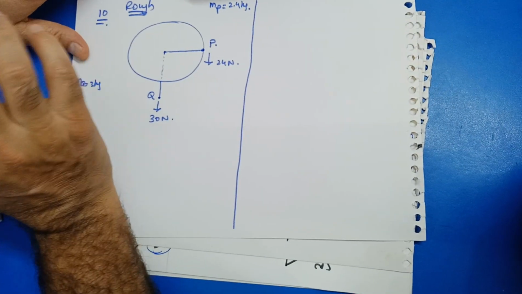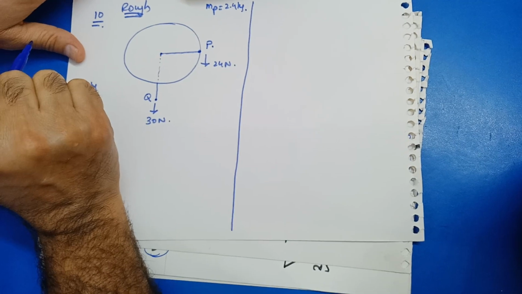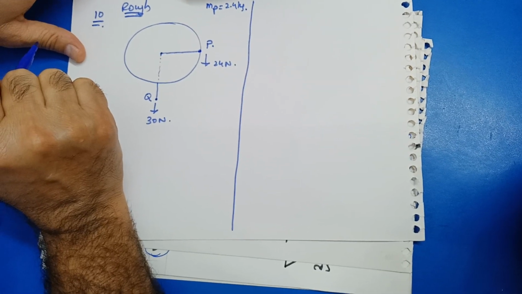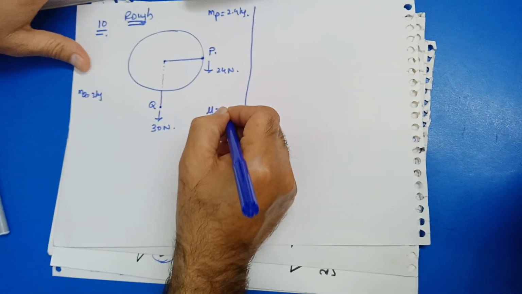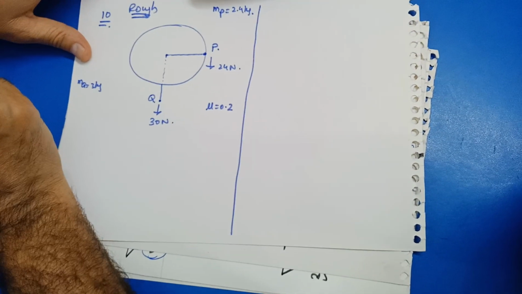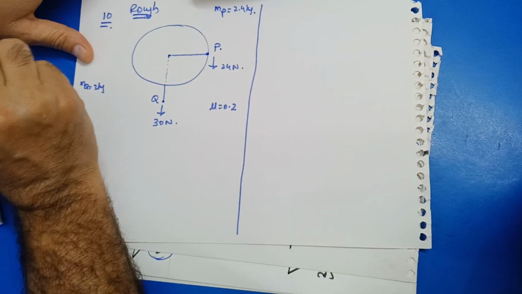Now he says the coefficient of friction between P and the disk is 0.2. So we have been given mu as 0.2. Q is hanging freely.